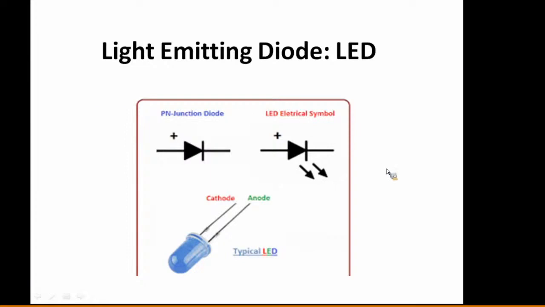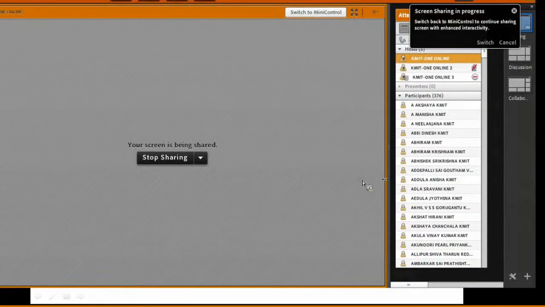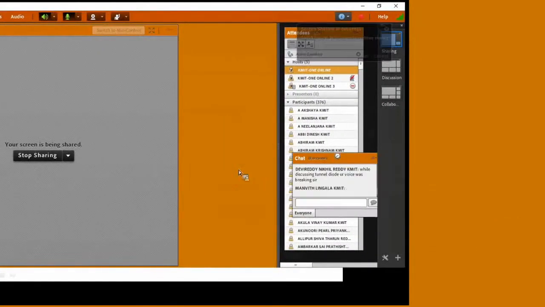Okay, now this is about our photodiode, a very small diode. Now we move on to our next diode, that is nothing but the light emitting diode.